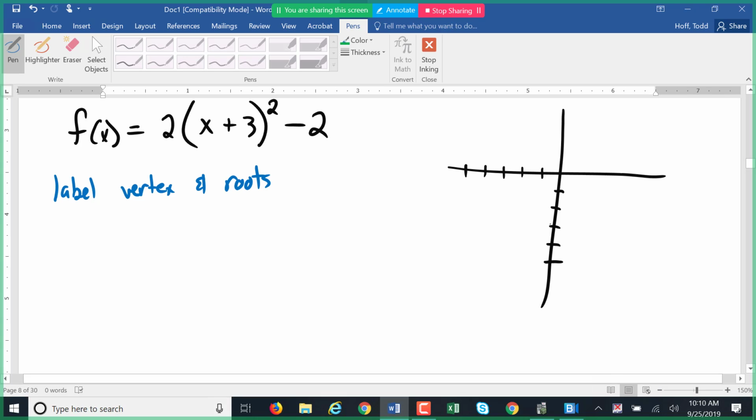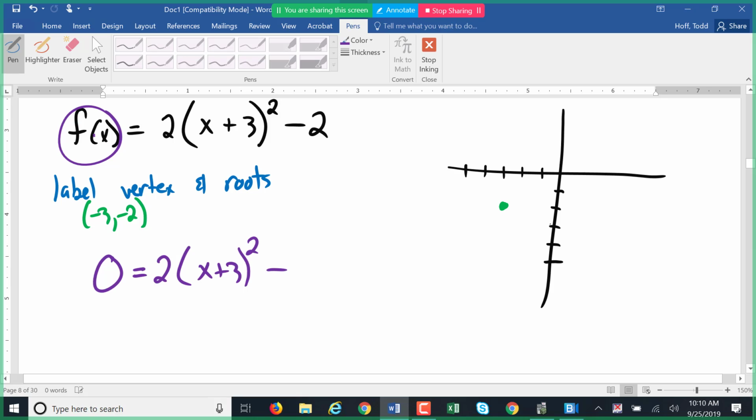Then we'll go. So as we're working on this one, where is the vertex at? Dawson, where do you think the vertex is? (-3, -2), perfect. The roots require a little bit more work. We're going to set the y or the f of x equal to 0, and the rest of this thing has to be worked out, multiplied out.